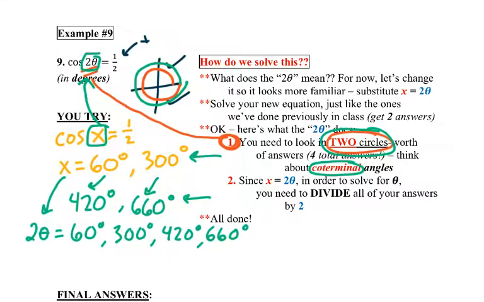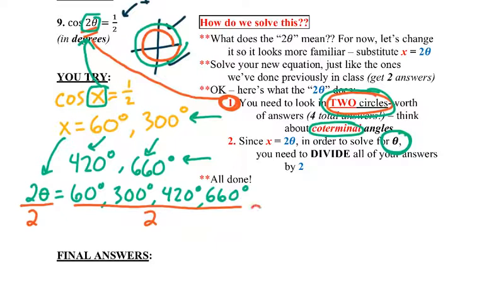All right. Oh, but what are we solving for? We're solving for theta, right? We're always solving for angle theta. So quick step. All we got to do is just divide everything by 2. Final answers, I'll just put right down here on a list. What is theta equal to? Theta is equal to 60 over 2, 300 over 2, 420 over 2, and 660 over 2.